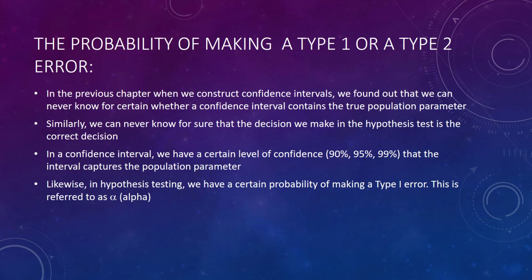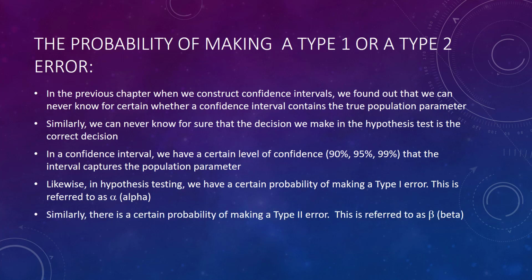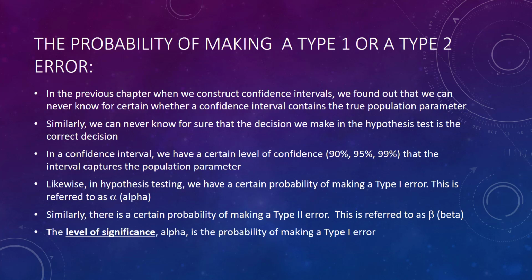Likewise, in hypothesis testing, we have a certain probability of making a type 1 error. This probability is referred to as alpha. Similarly, there is a certain probability of making a type 2 error, and this is referred to as beta. The level of significance alpha is the probability of making a type 1 error.